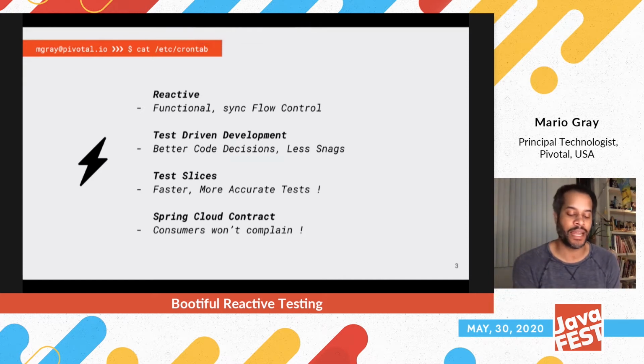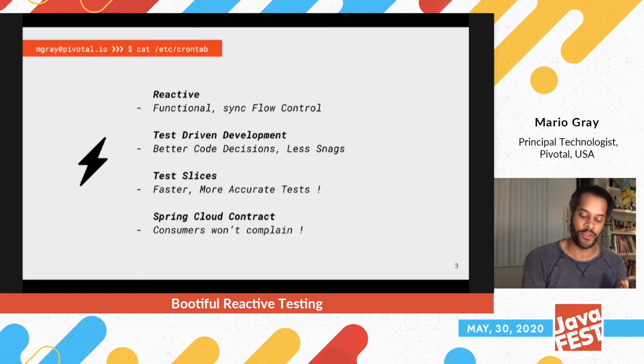The first thing that I like to talk about in my talks is reactive and what reactive gives us. What's the purpose of reactive programming? Why functional, why flow control? I'll show that to you in the code. There's test-driven development, which is a major part of this demonstration, so I'm going to talk a lot about that. And then there are test slices: what are Spring test slices, and how do they work? I'm going to show that in tests as well. But Spring Cloud Contract is probably the biggest part of this talk, and I'll show you why.